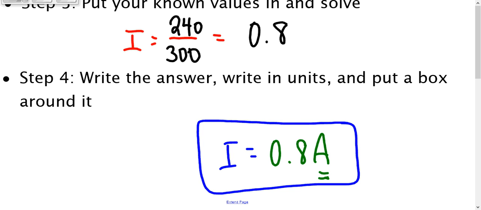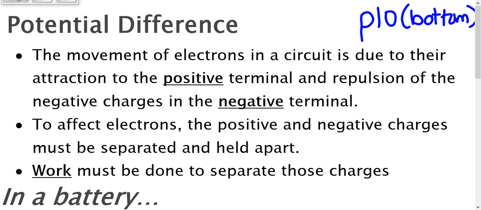So potential difference is the movement of electrons in a circuit due to their attraction to the positive terminal, the positive end, and the repulsion of the negative charges to the negative end. To affect electrons, the positive and negative charges must be separated and held apart.